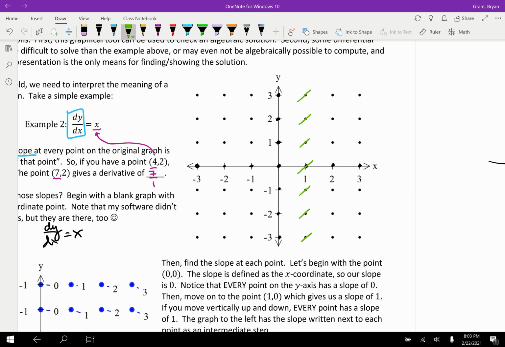Okay. Well, what about moving backwards and looking at all the points on the y-axis? This is the point 0, 1. The x-coordinate is 0. It has a slope of 0. What do lines look like with a slope of 0? They are horizontal. And so the slope of 0 is horizontal, like so.